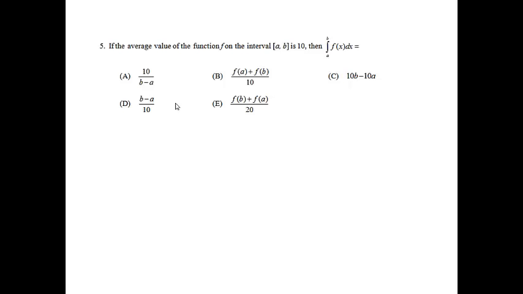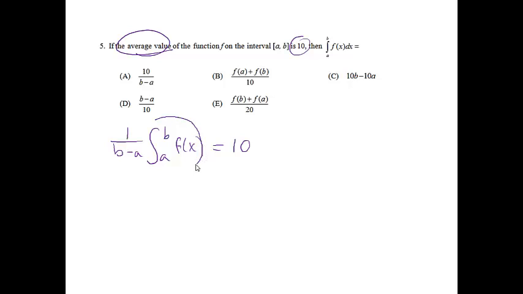Okay, number 5. If the average value of the function on the interval is 10, then what would the integral from a to b be? Since I see the average value, I'm going to write the formula for average value, which is 1 over b minus a times the integral from a to b of f of x. And they told me that that average is going to equal 10. Basically, they are asking me for what this part of my problem would be. So I would like to solve for that.